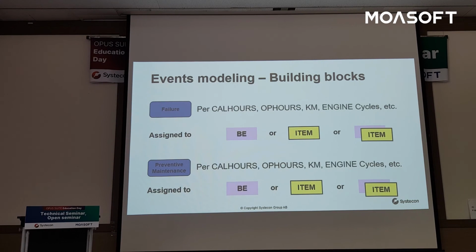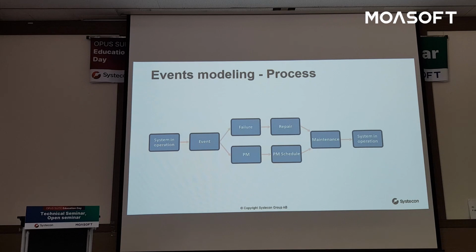And it works just as for the random events, in how we assign them. We can assign them to vector elements, items, or combinations. And I like this picture, actually. So this shows us in more detail what happens when we talk about the event. At the left here, we have our system in operation. So we can fly the helicopter. Then something happens. There is an event, and it can be either a failure or a PM, right?